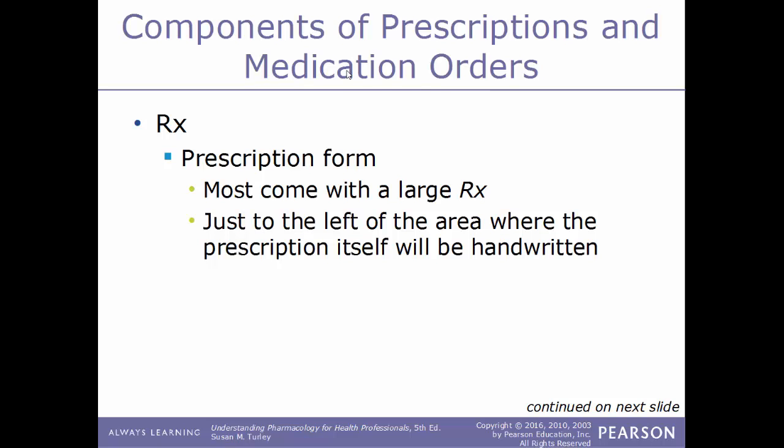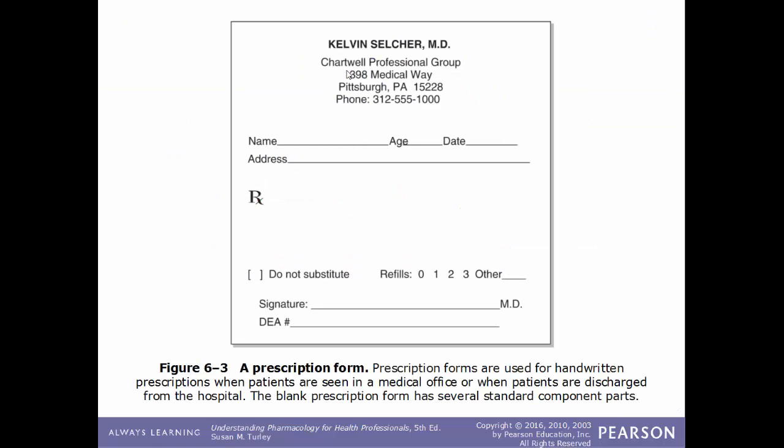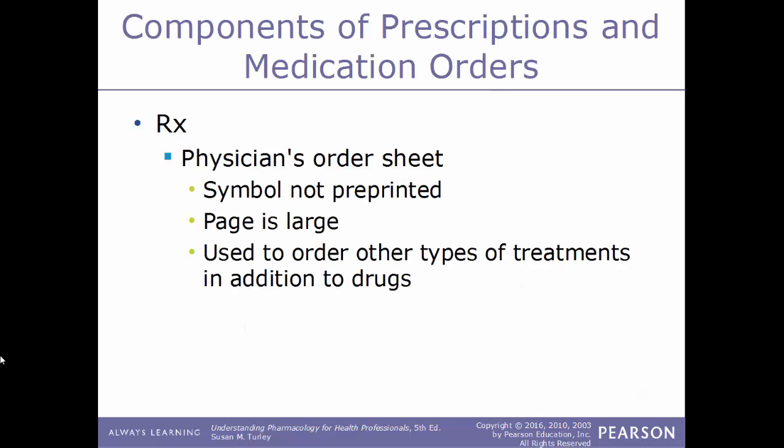would be handwritten. So going back to this generic prescription form, identifying information about the doctor appears in the pre-printed area, then there is the area where you would handwrite the drug order, and to the left of that, the Rx symbol. When it comes to the physician's order sheet, the symbol is not pre-printed, and this order sheet is relatively large, and it's also used to order other types of treatments in addition to just drugs.